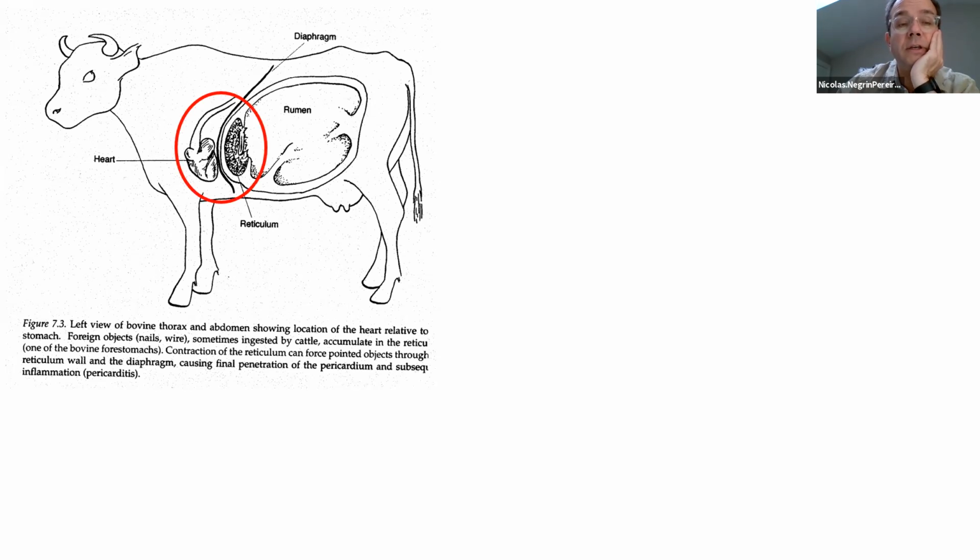So when the animal actually eats some object that could be wires, as I mentioned before, when, for example, we are repairing fences or doing any kind of construction work, and that arrow with 2 points shows the actual type of contraction the reticulum goes through. So they contract in an anterior to posterior direction. And if the animal has a wire inside the reticulum, that contraction will actually help the wire to perforate the walls of the reticulum and also perforate the diaphragm and affect the pericardium.